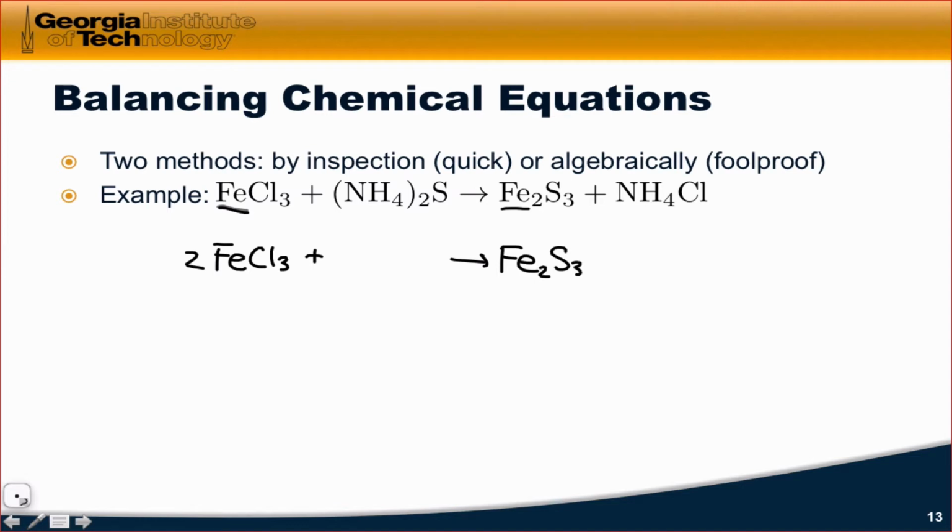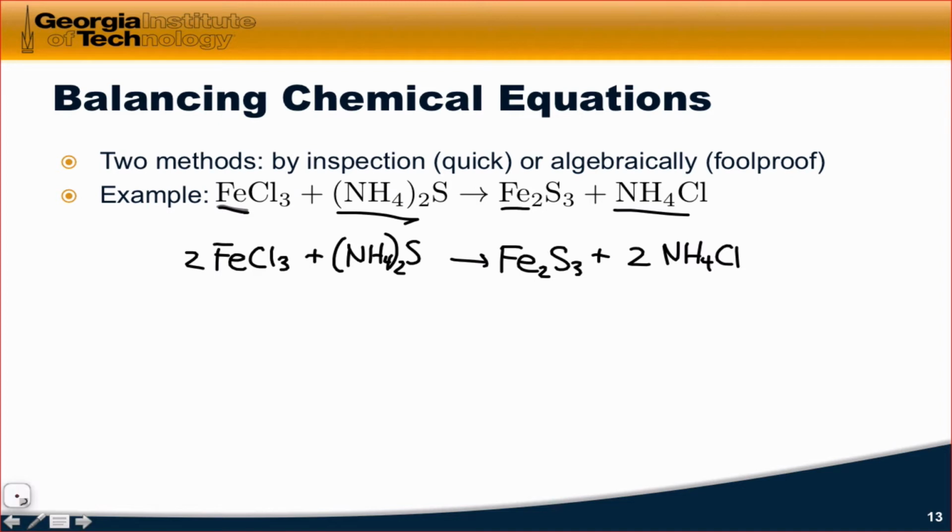If we focus now on the ammonium group, we find 2 ammoniums within ammonium sulfide and only 1 in ammonium chloride. So we need a coefficient of 2 over here at NH4Cl to make sure that we're balanced on ammonium. And this is totally fine, by the way, to balance on a fragment that does not change over the course of a reaction. Are we done at this point?